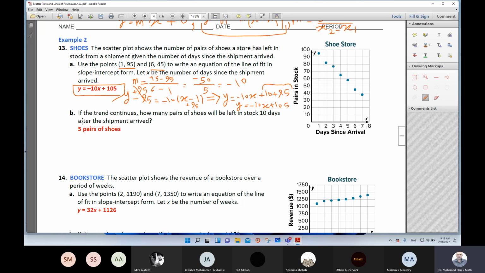The second exercise here, if the trend continues, how many pairs of shoes will be left in stock 10 days after the shipment arrived? And we will use the same equation here. y equal negative 10x. The value of x now will be what? Will be 10 days. So put here 10 plus 105.